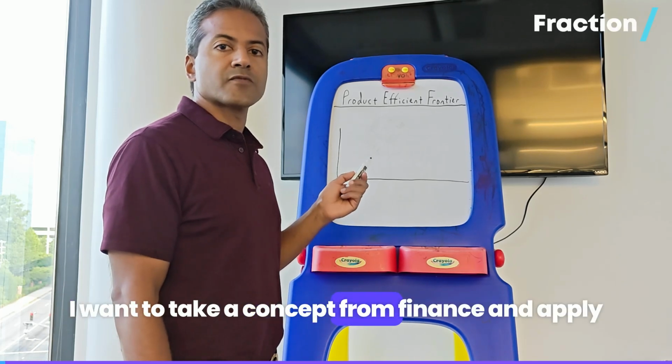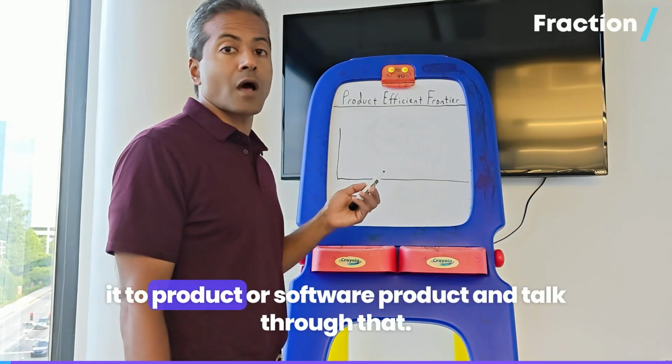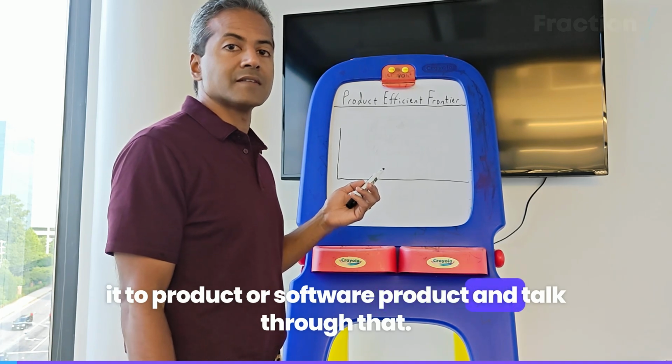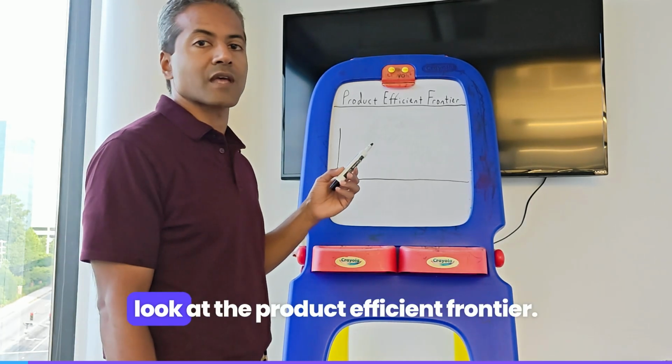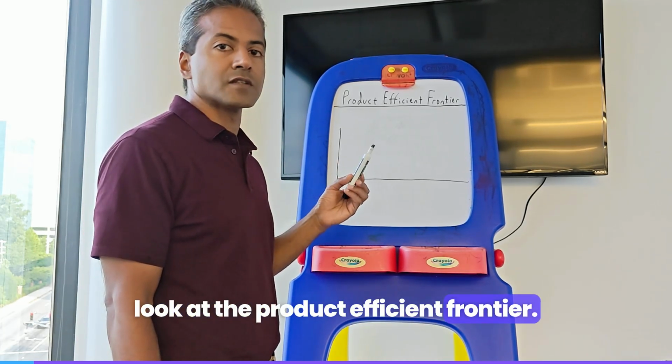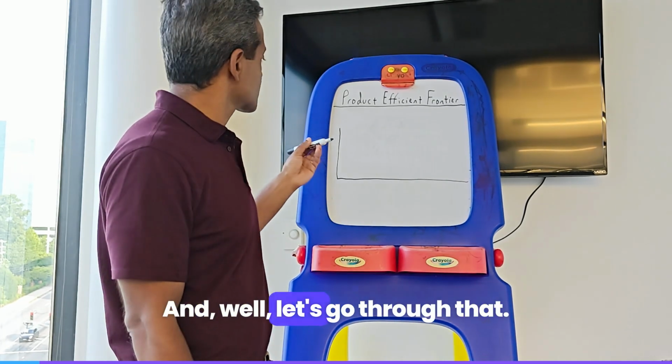I want to take a concept from finance and apply it to product, or software product, and talk through that. It's called the efficient frontier. And so here we're going to look at the product efficient frontier. And well, let's go through that.